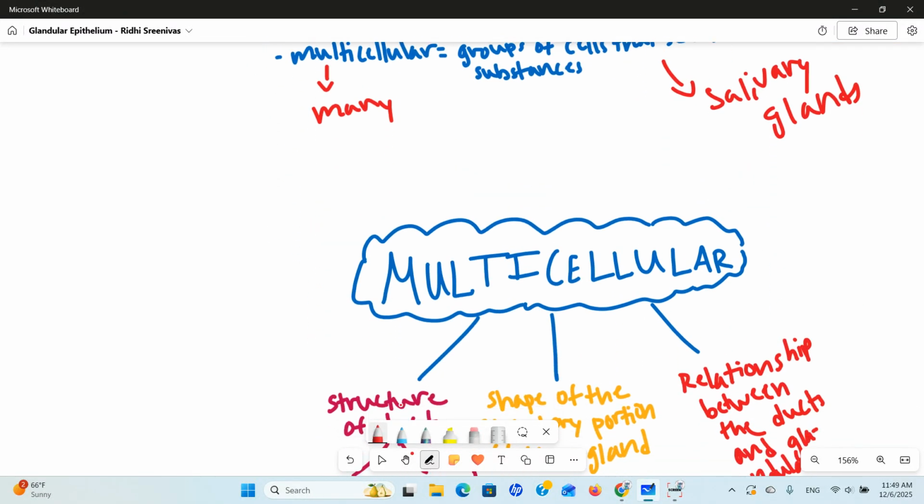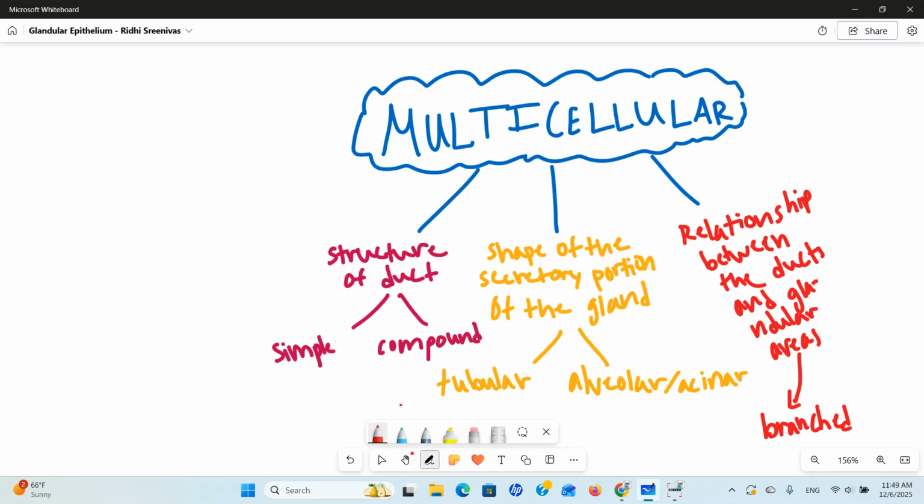But for multicellular glands, there are three subcategories that classify the type of multicellular exocrine gland. The first being the structure of the duct, next the shape of the secretory unit or portion of the gland, and the relationship between the ducts and the glandular areas. And I'll show you guys some diagrams in a bit of all these characteristics so it makes a little more sense, and I'll explain as we go. But first, let's get a good idea of all these terms.